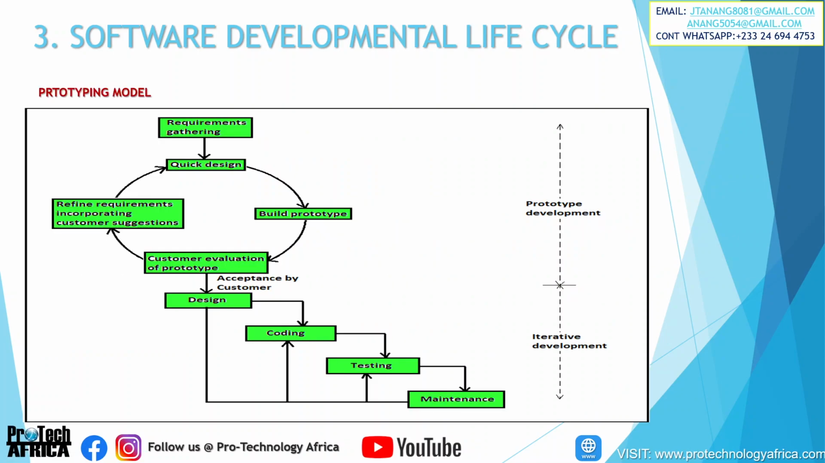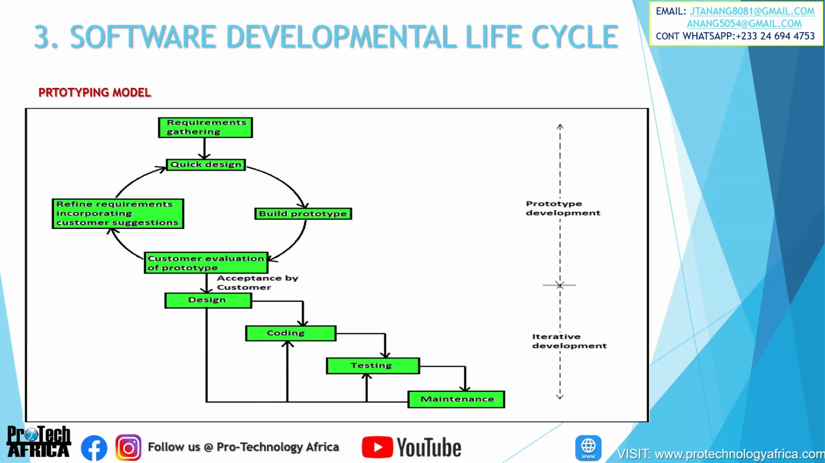So this is the diagrammatic representation of the prototype model. We have the requirement gathering, we have the quick design. From the quick design, we move on to build the prototype. When we build the prototype, we give the prototype that has been developed to the customer for evaluation of the prototype. They consider that if everything is working well and everything is working perfectly, we come to the acceptance by the customer, where we move on to design. From design we come to coding, from coding we come to testing, and we move on to the maintenance.